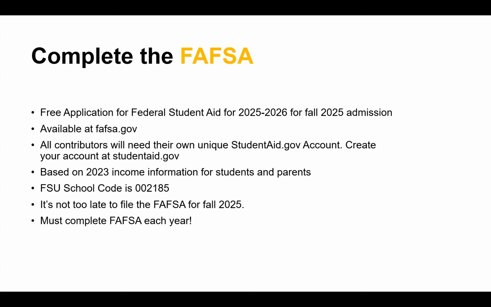So it's not too late to file the FAFSA for fall 2025. We have a priority filing date of March 1st, but we accept FAFSAs all the way leading up to the start of school. So if you haven't done it, it's not too late. And like I said before, the FAFSA does need to be completed each year. So the 25-26 FAFSA is good for fall 25, spring 26, and summer 26. But then October 1st, the 26-27 FAFSA will be available for you to do for the next cycle.